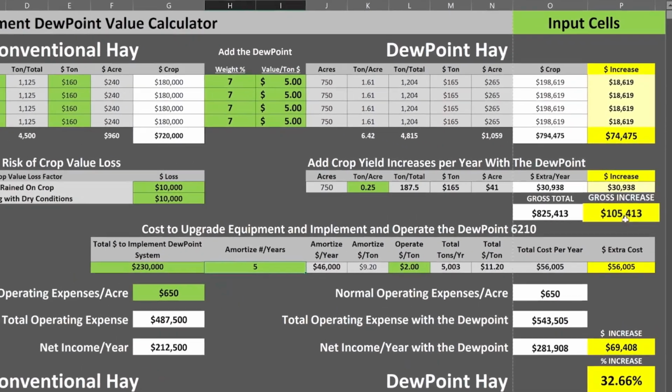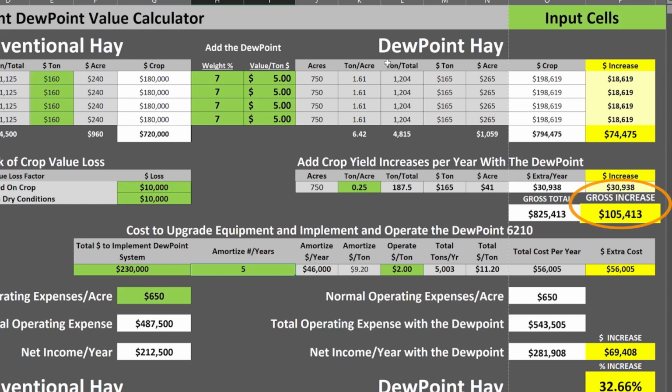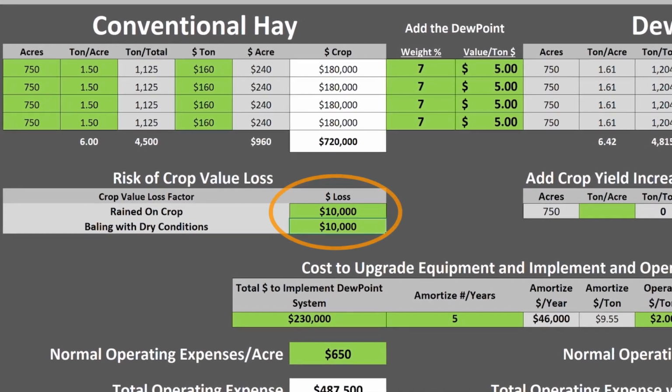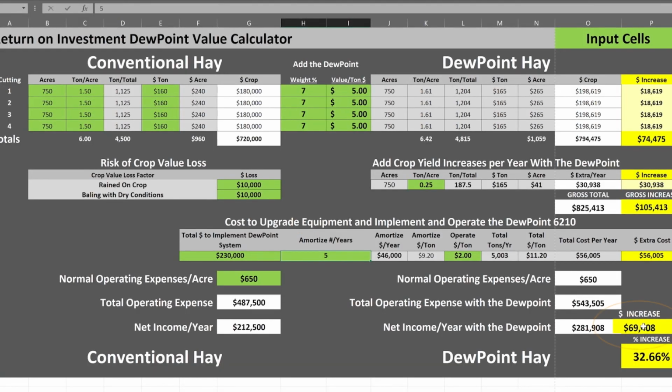So we take our gross increases, and these gross increases come from these three factors: the weight, the value added, the added crop yield increase, all adds up to about $105,000. We take that 105 and we subtract the $56,000 of added cost, and we come up with a bottom line net increase. In addition to that net increase, we're going to add back this $20,000 that we talked about earlier on our crop losses, and we come up with a total of $69,000 right here as our net increase. That's about 32.66%. That's a good increase.